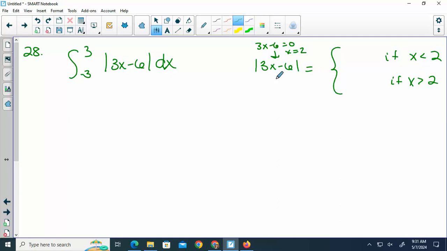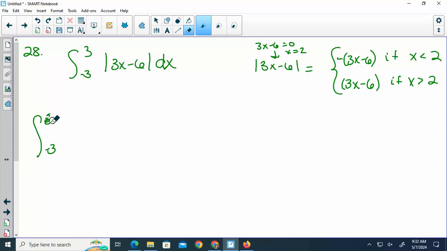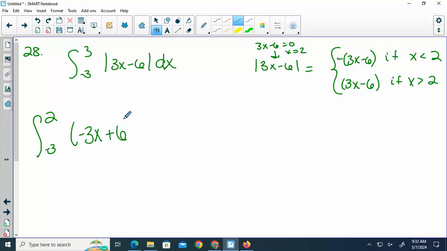If you put in a number smaller than 2, so maybe a 0, then this is negative, and the absolute value would make it positive. So it's the opposite, because you have to make it positive. If you put in something bigger than 2, it's already positive, so the absolute value does nothing, it stays the same. So we're going to integrate from -3 to 2. On that section, that's when we have to do the opposite. You're welcome to go ahead and distribute that negative and make it a -3x plus 6. And then we're going to integrate from 2 to 3, and that's when it stays the same.